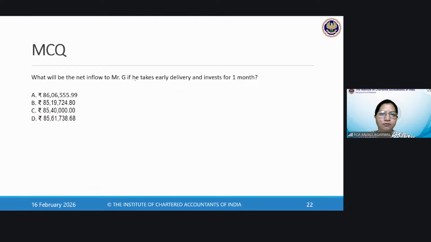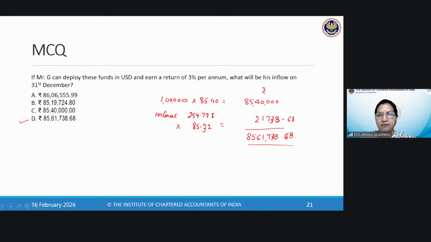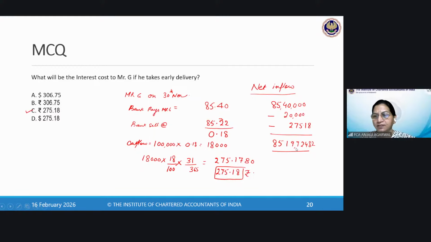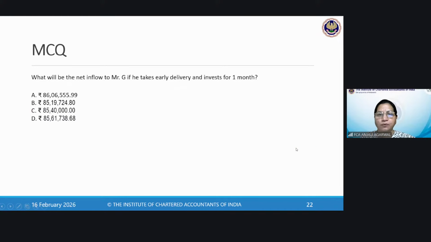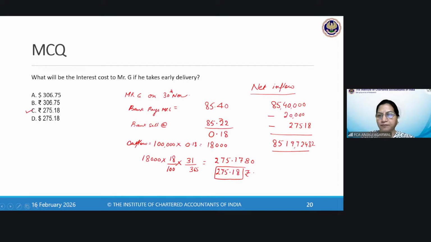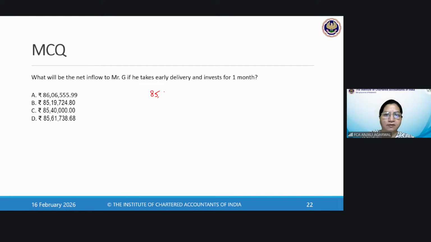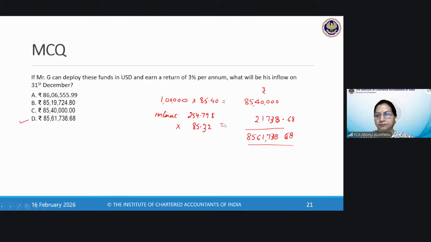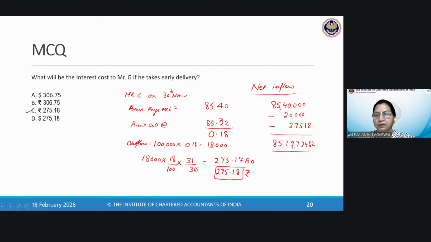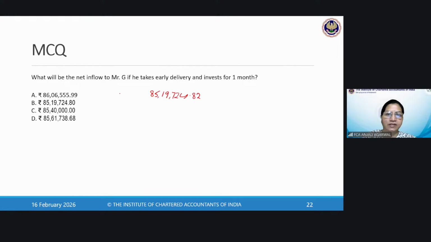What will be the net inflow to Mr. G if he takes early delivery and invests for 1 month? So if he takes early delivery, he ends up getting net 85,19,724.82. So this is what he gets on 30th November.